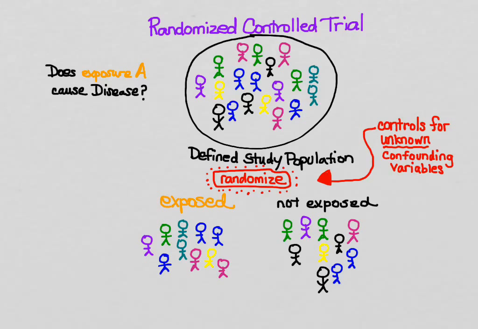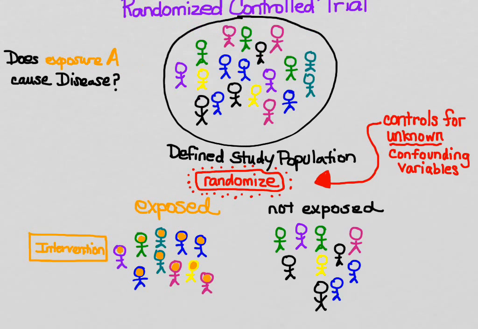Okay, so once you create these groups, you have two groups, the exposed or to be exposed and the not exposed, and they're equivalent. Then you do your intervention, which is you expose the exposed group to the intervention. So you make sure that they have the exposure. Now your groups after your intervention are theoretically exactly the same except for the exposure, because you've controlled who gets the exposure and who doesn't.